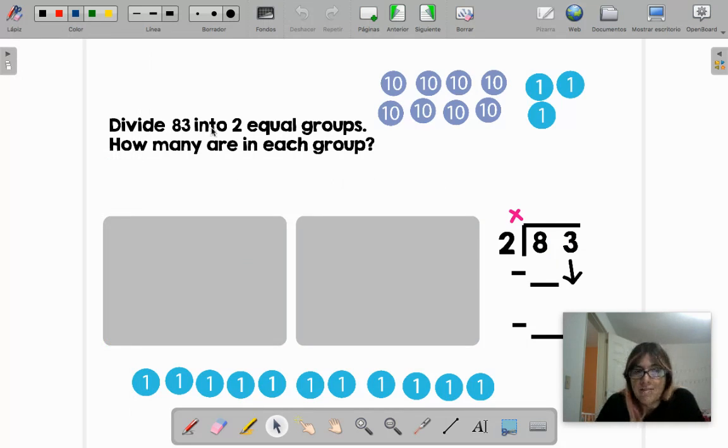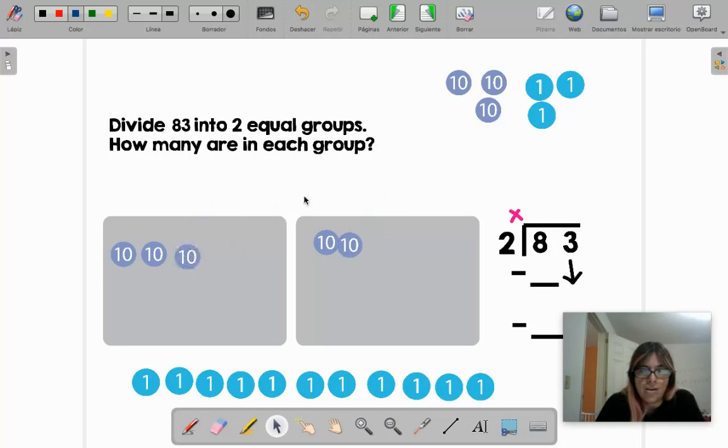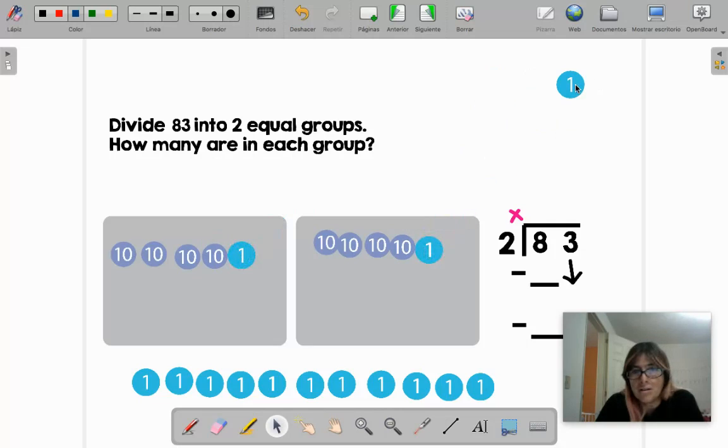I already have 83, okay? So let's just divide super fast. 10, 20, 30, 40, and then I continue with the ones. 1, and look, can I divide this again? Can I break it into two parts? No, right? So this is my remainder.